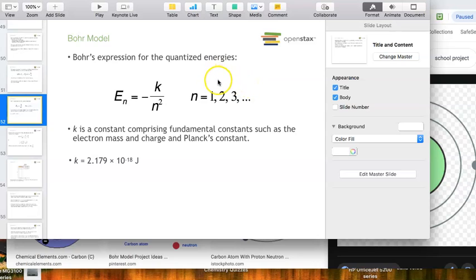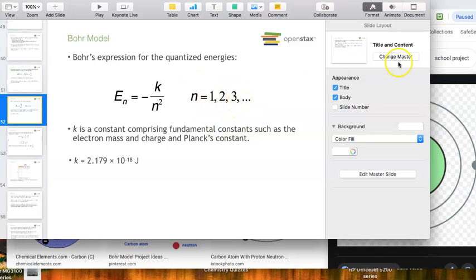Bohr's expression for the quantized energies here involves this new constant, K, a constant comprising fundamental constants such as electron mass and charge and Planck's constant. The value of K is 2.179 times 10 to the negative 18 joules. N can be any integer from 1 on, and N, of course, represents energy levels. And so each energy level was quantized.